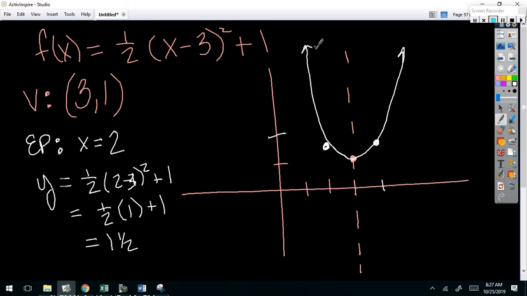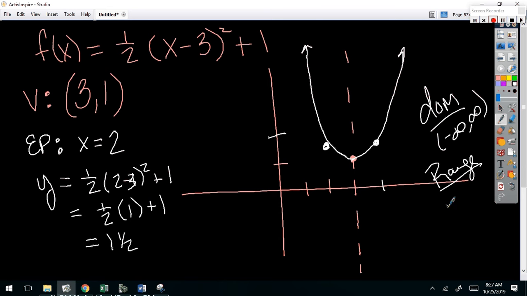What's the domain? What's the range? It absolutely is. Y'all are on it. 1 to infinity. Okay? Remember, this is all review stuff, so I'm going a little fast. I'm not going as slow as if I was showing it to you for the first time. So if you need me to slow down, tell me. Okay.